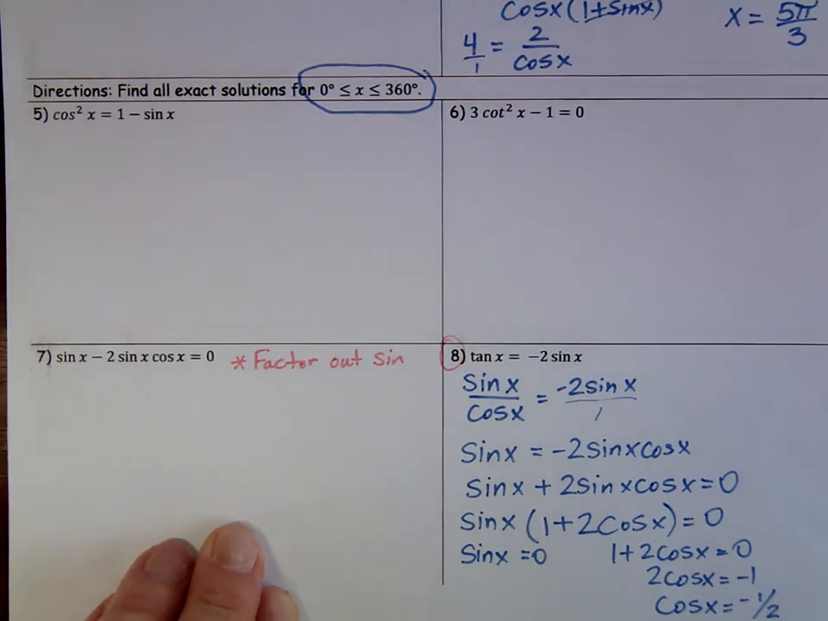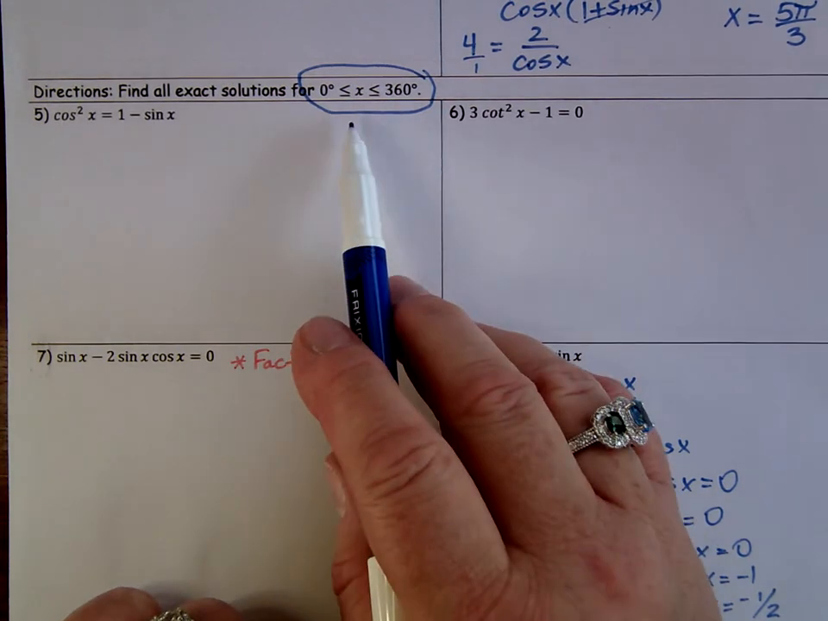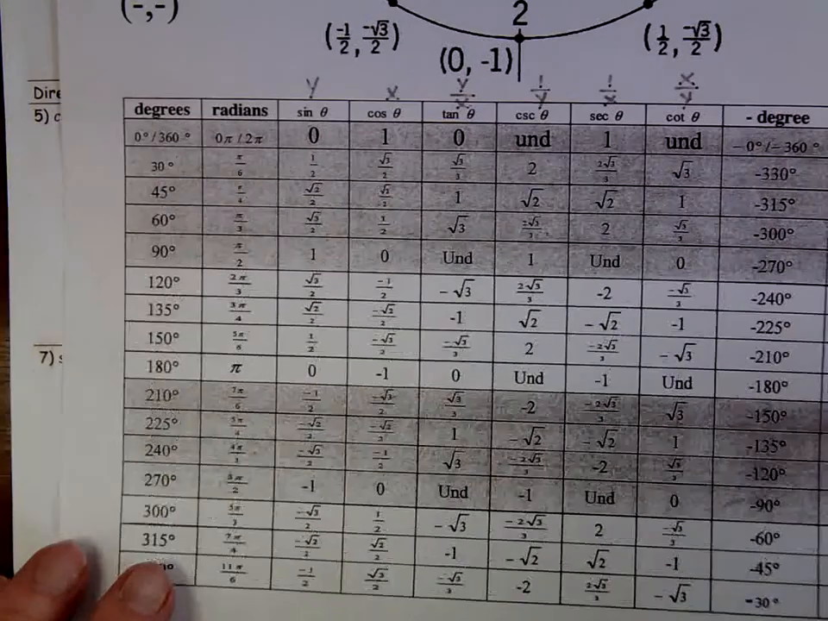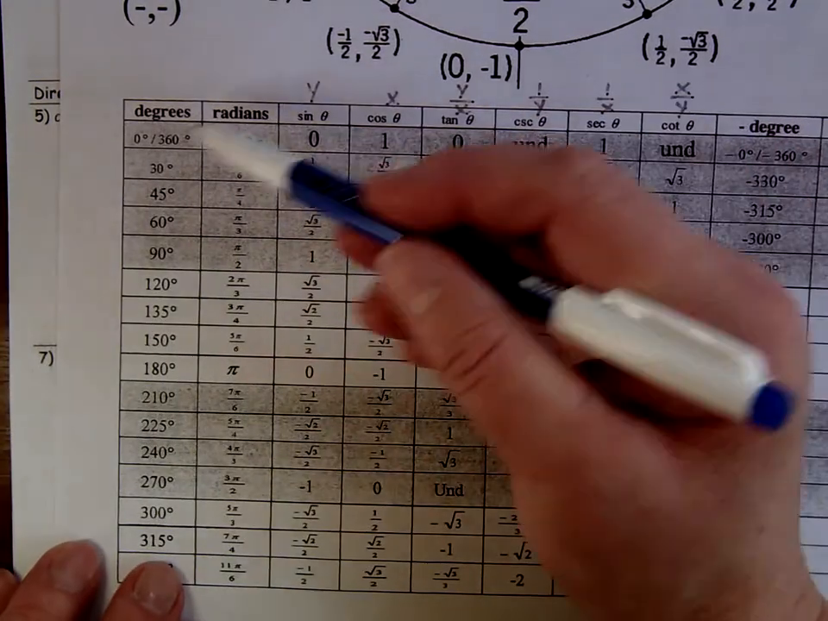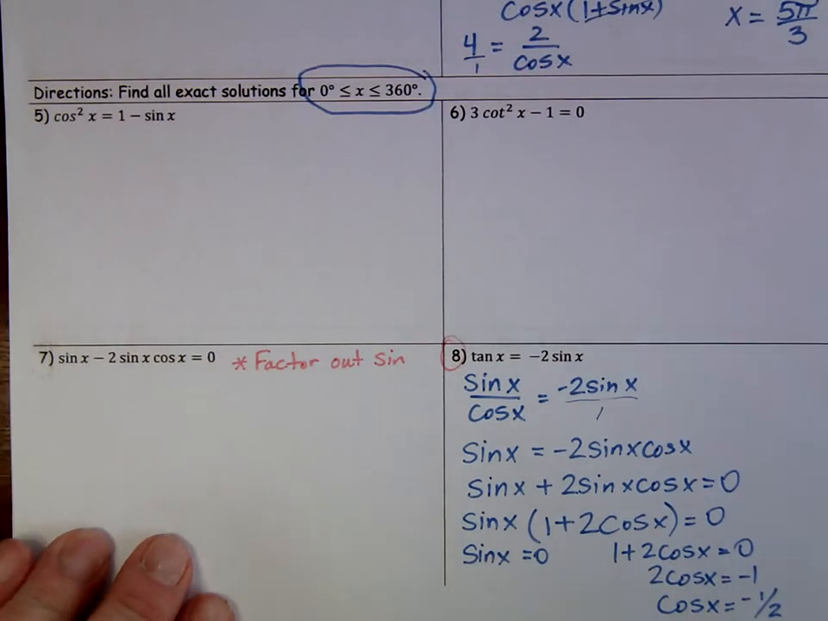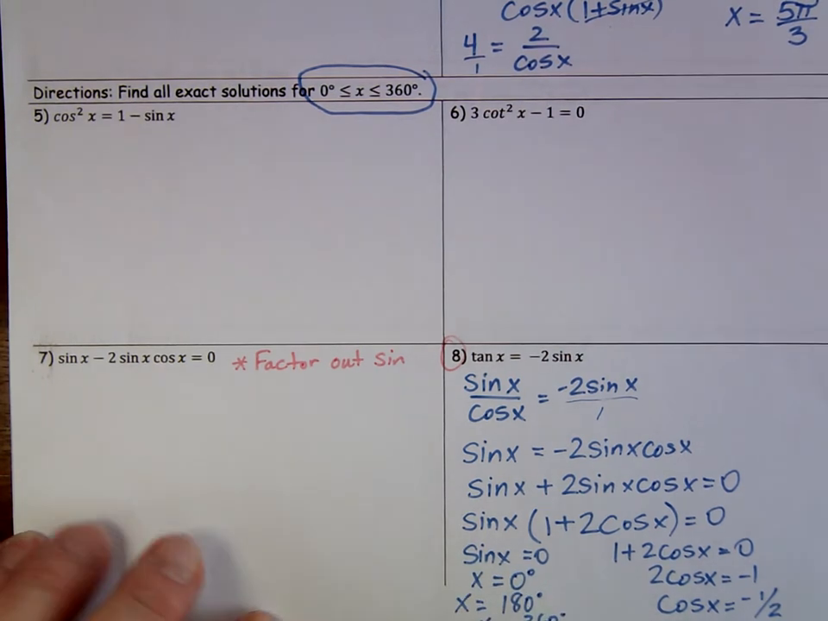All right, so I'm going to go to my chart. I want to know where is the sine 0. Directions say I want to know in degrees. Where's the sine 0 in degrees? Here it is, at 0 and 360 and at 180. So my answer for this guy is that x equals 0, x equals 180, and x equals 360. All right, those three places.